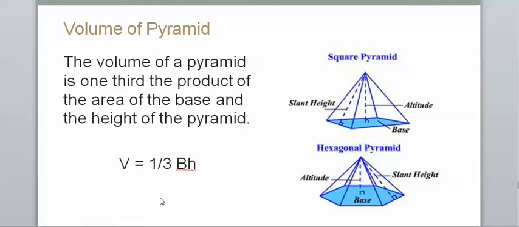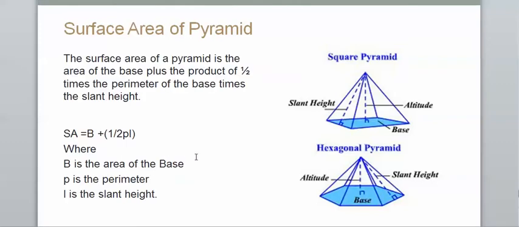Okay, pyramids. We haven't talked about pyramids yet. The volume of a pyramid is 1/3 the product of the area of the base times the height of the pyramid. We're mostly working with square pyramids, so the area of the base, a square, is side times side, and then we multiply it by the height of the pyramid, and multiply that by 1/3.